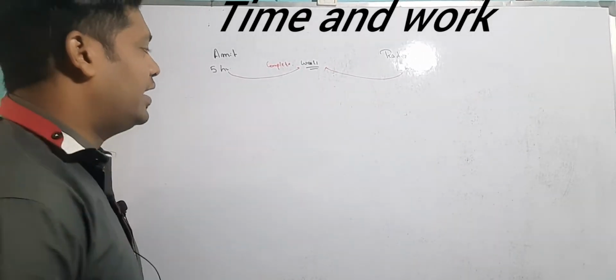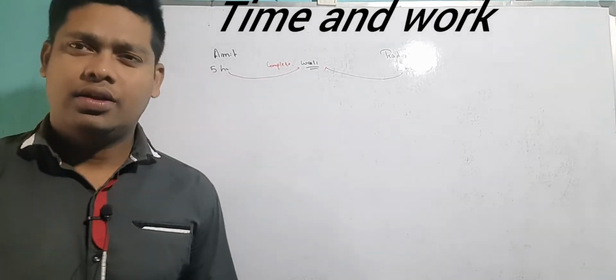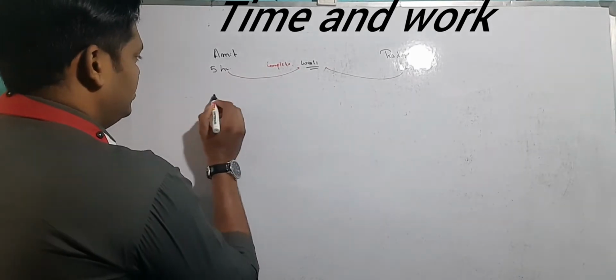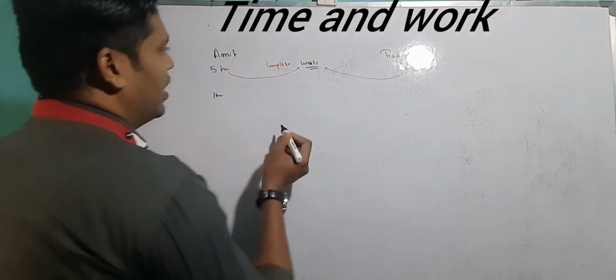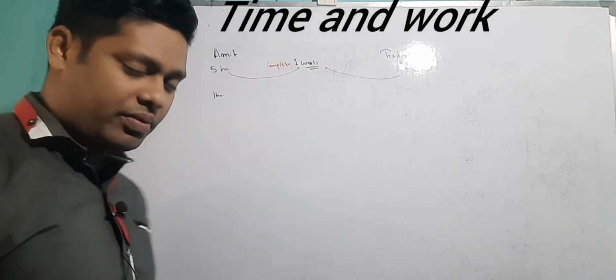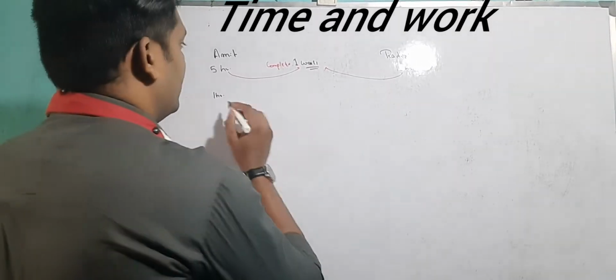Now they are saying, just tell me how much work he can do in one hour. So we need to find the work in 1 hour. This is what I told you: you have to take it as a complete work. Complete work means 1. So it will be how much?